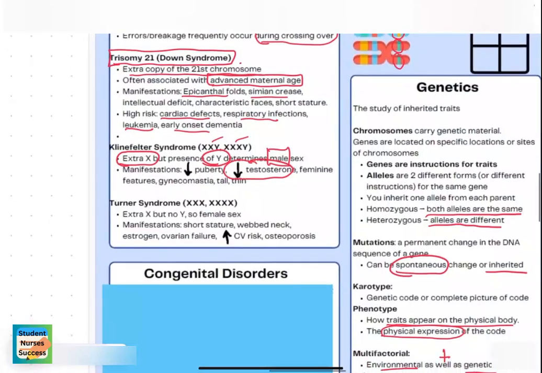Turner syndrome is similar, except you do have the extra X's, but there is no Y, so that is a female sex. So XXX or XXXX. Manifestations include short stature, webbed neck, decreased estrogen, ovarian failure, increased cardiovascular risk, probably from the decrease in estrogen, and osteoporosis as well.